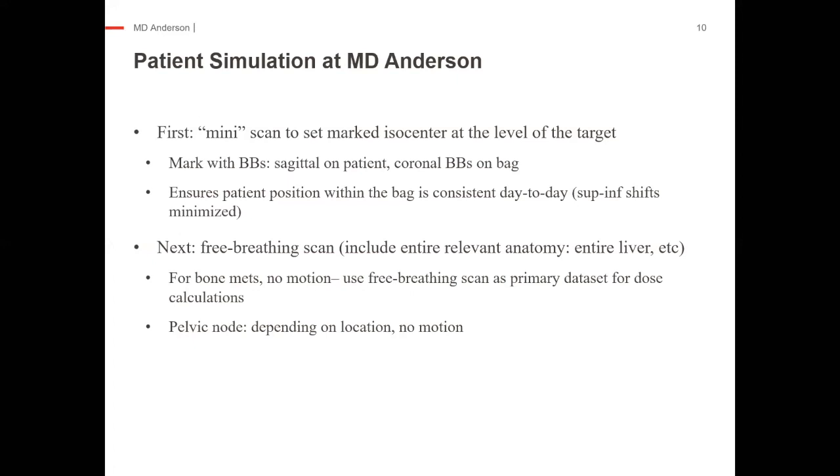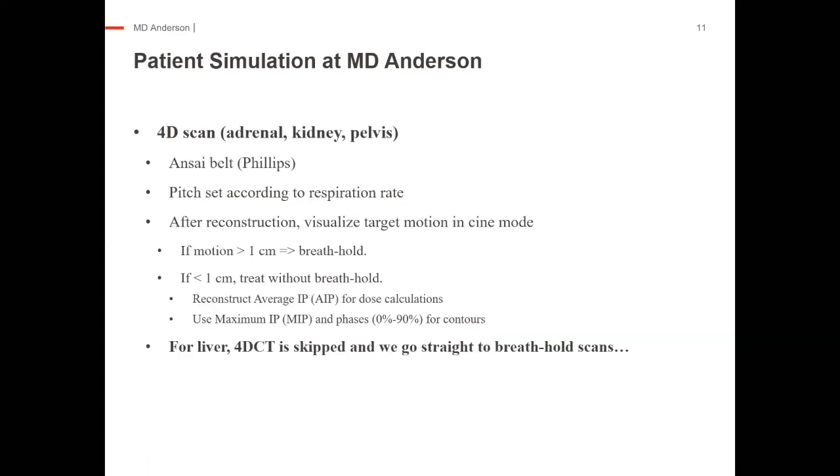If you have just a generic SBRT that doesn't have any motion management you need to take care of, then this is what's going to be your primary data set. So for a long bone for a bony met, or if you have a pelvic node that really isn't mobile, the free breathing scan is going to be your primary data set. To account for motion management, so this is your adrenals, your kidneys, your pelvis, we do a 4D scan.